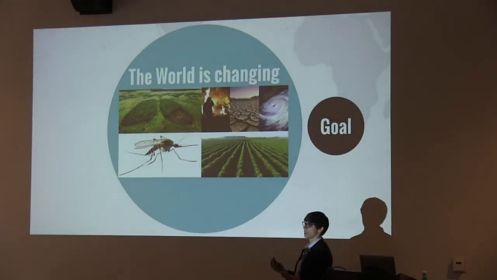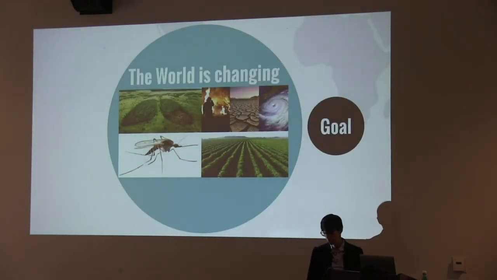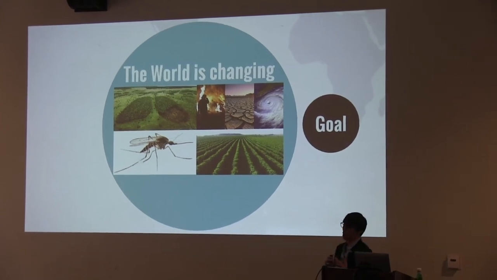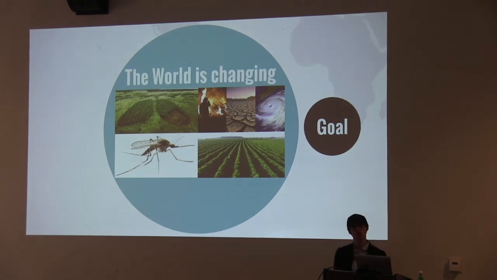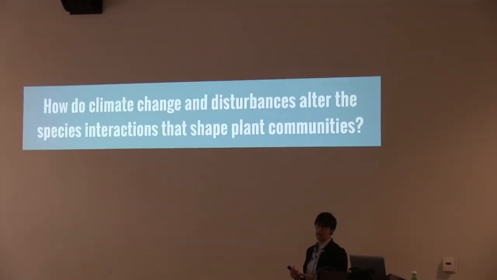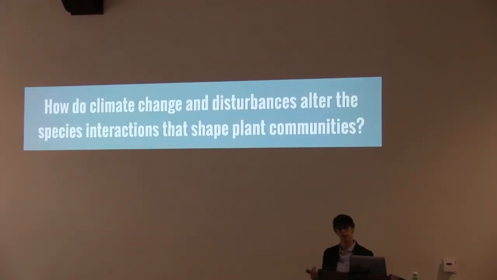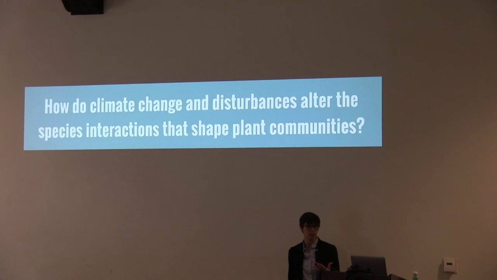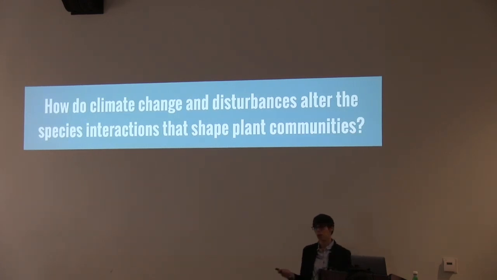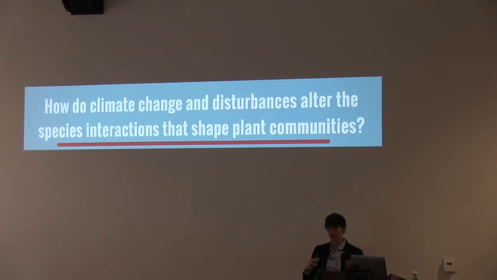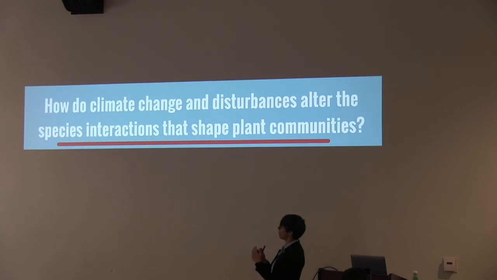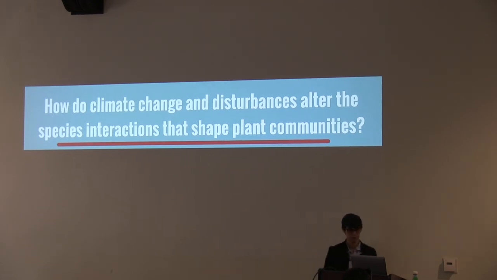So we all know, since we're ecologists, that the world is changing dramatically. That's talking about deforestation, dramatic shifts in the planet, the spread of disease, the rise of agriculture, and all of those changes have a very strong impact on our plant communities. So one of the main goals of my lab, my research, is to understand how climate change and disturbance more generally is altering species interactions that shape plant communities. But before you can answer that question, one of the things you need to understand is, well, what are the species interactions that shape plant communities regardless of climate change and disturbance? So today I'm going to talk about those two questions.